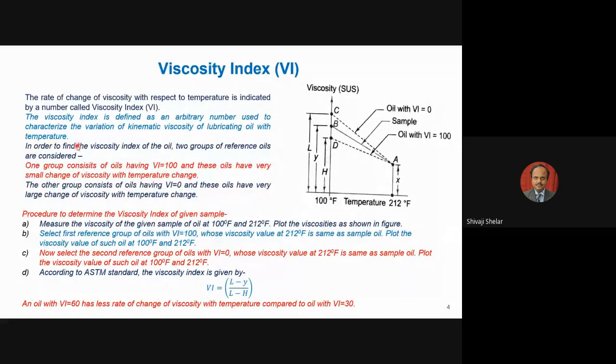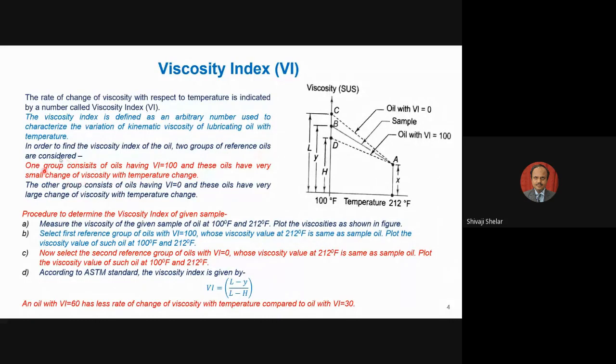Now, how will you determine the viscosity index? To determine it, trial and error methods are followed, and from that the viscosity index of a given sample can be found out. So let's understand how the viscosity index is calculated. In order to find the viscosity index of an oil, you require three oils: the oil for which you are going to determine the viscosity, and two reference oils. So, two groups of reference oils are required.